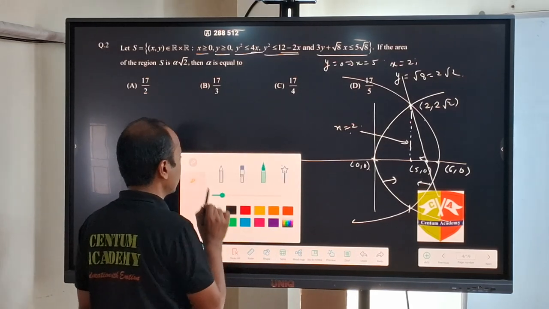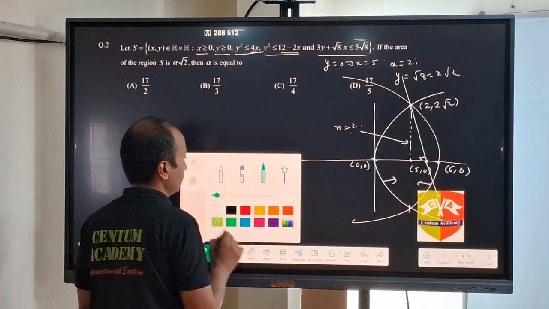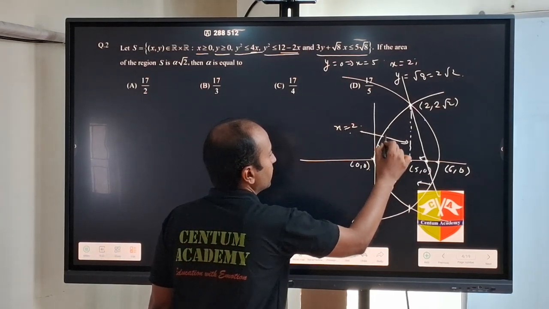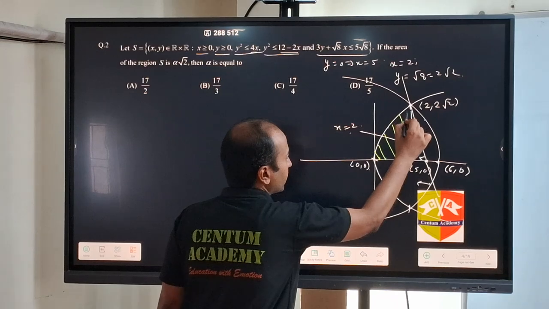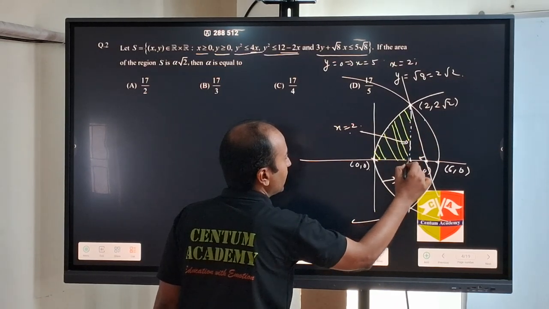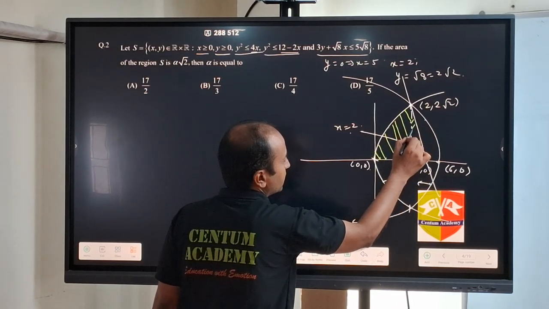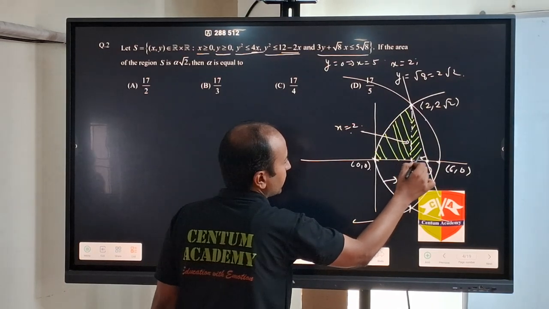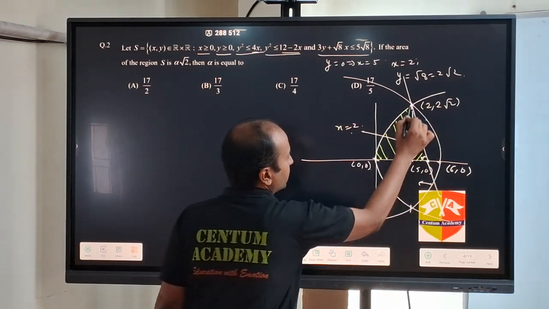Let me shade it using green color. So it is this desired region. Now let me divide it into two parts. One is this region below this first parabola, and second is this triangular region. And you know that for the triangular region, you don't need to do any integration. You can just find its area.